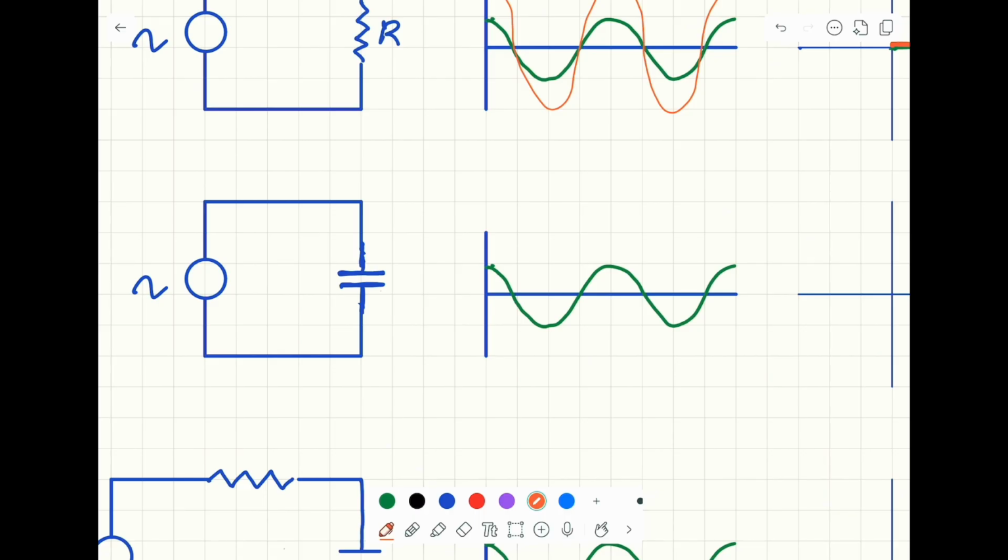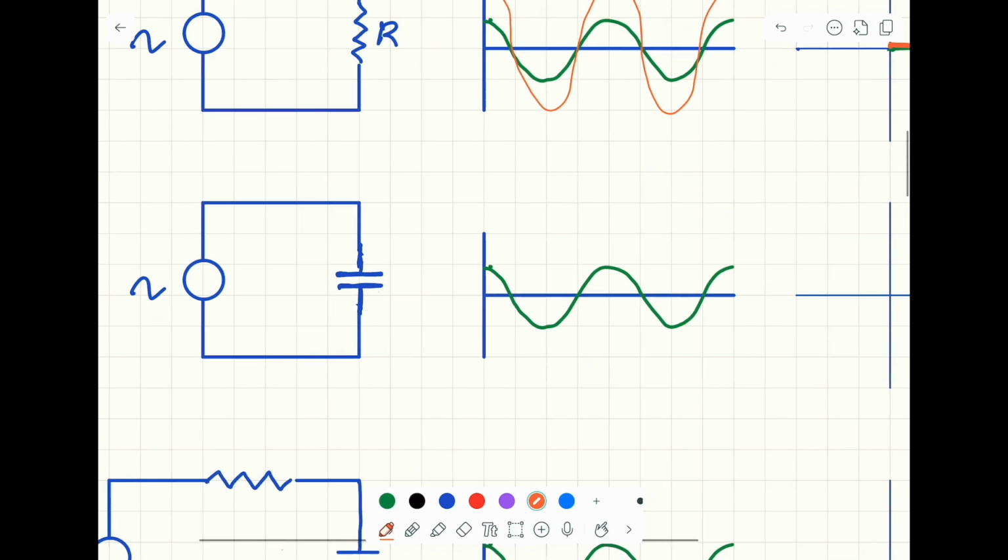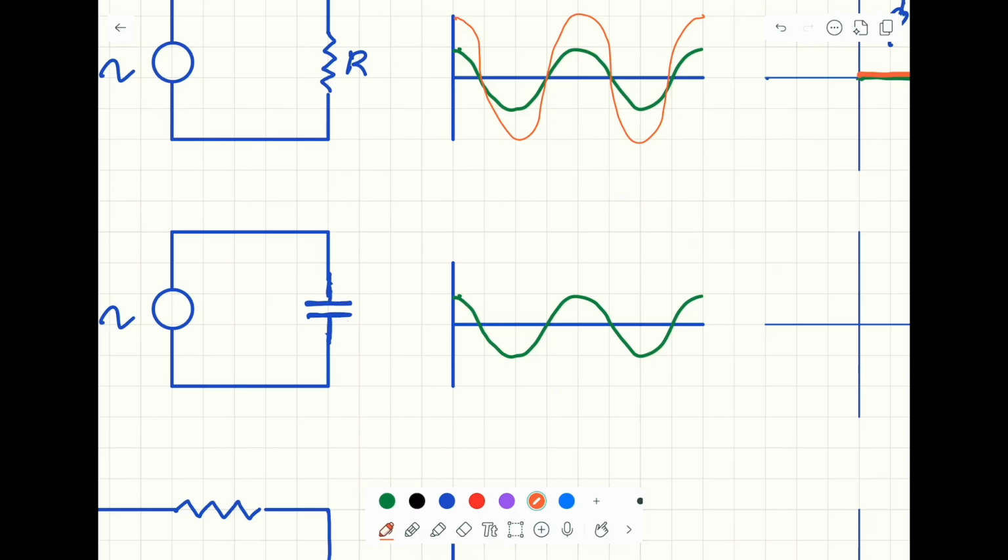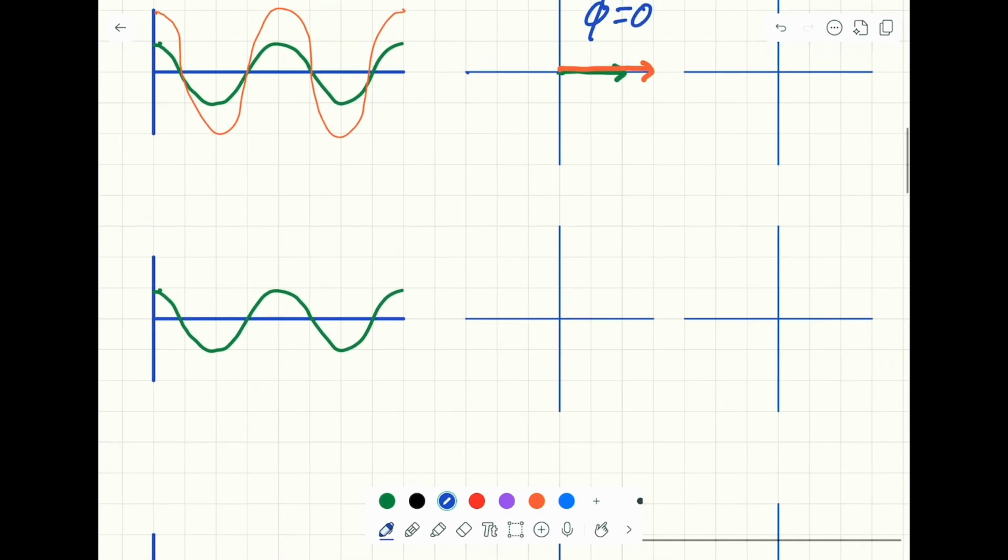Next, let's look at another circuit. In this circuit, we have only a capacitor, and the AC current is represented by the green. Now, if you imagine you measure the voltage across the capacitor and compare it with the current flowing through the capacitor, you will find there's a phase shift between the voltage and the current, and the voltage lags the current by 90 degrees. So in the phasor, this is how we'll draw it.